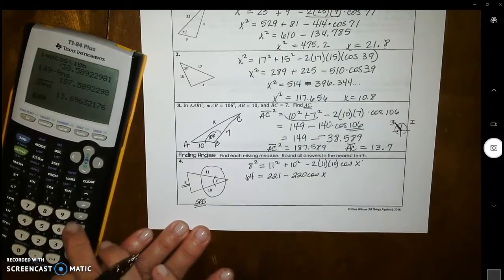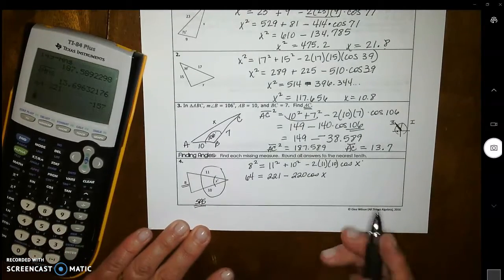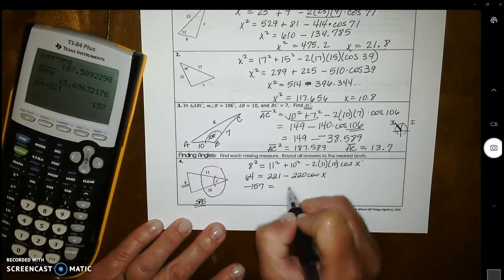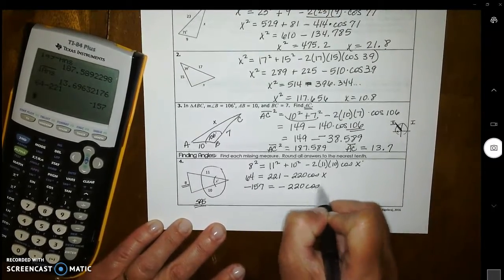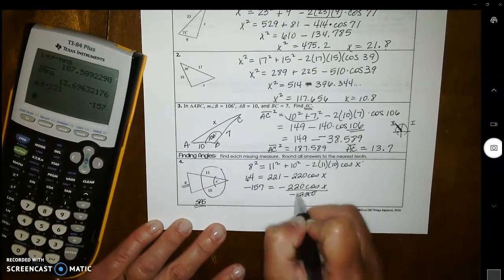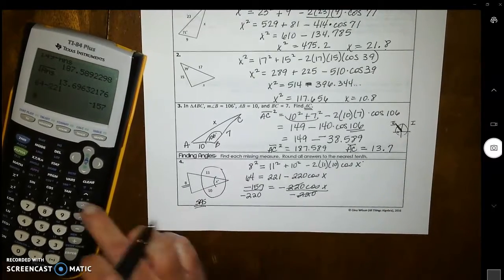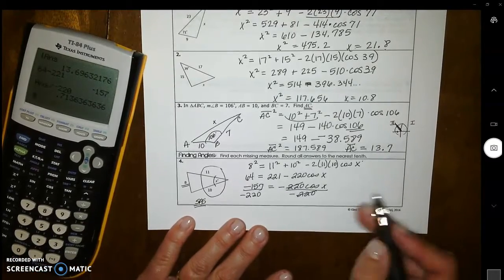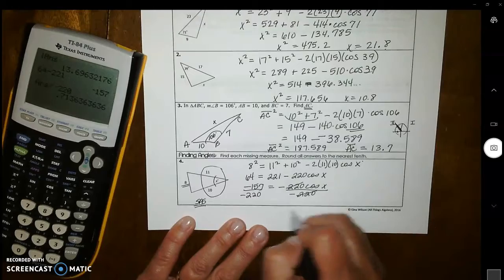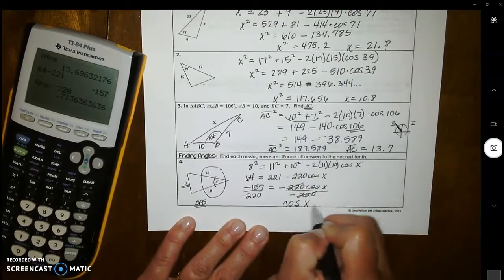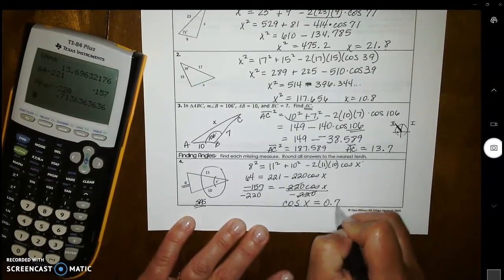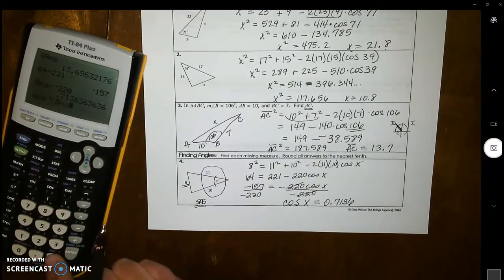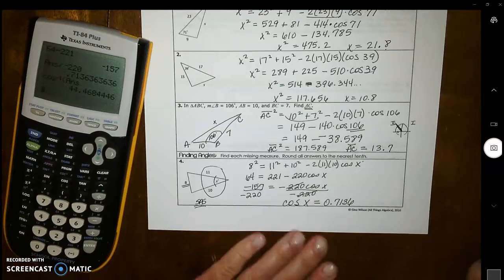Let's do a little bit of algebra. I'm going to subtract 221 from both sides. I'm going to get negative 157 equals negative 220 cosine x. I'm going to divide by the negative 220. Make sure you're using your negative sign, not the minus sign when you do that. So I know that the cosine of my angle is around 0.7136.